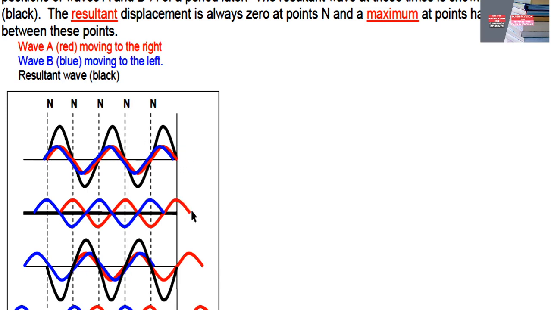Now at a time of T over 4, which is a quarter of a period later, you find that crest is now meeting trough and the resultant displacement is 0. So the stationary wave that you see will be that, and then comes back to 0. Since this was T over 4, now this is T over 2. So at T over 2 we're now seeing crest meeting crest again, and we have that form of a stationary wave. And then at 3T over 4, you have this one.